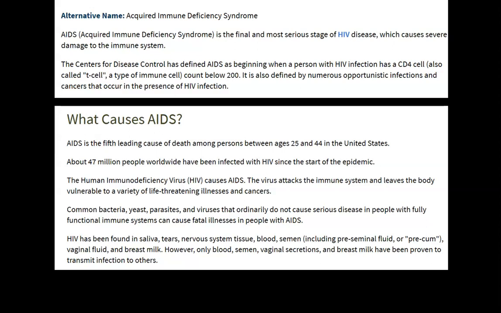And what you'll find is that a couple of years ago, there was an epidemic in the world in different countries, and you will see that the disease was introduced by the virus, human immunodeficiency virus, or HIV. So HIV has been found to be in saliva, tears, the nervous system, blood, semen, breast milk, and it's basically categorized as an infectious disease.